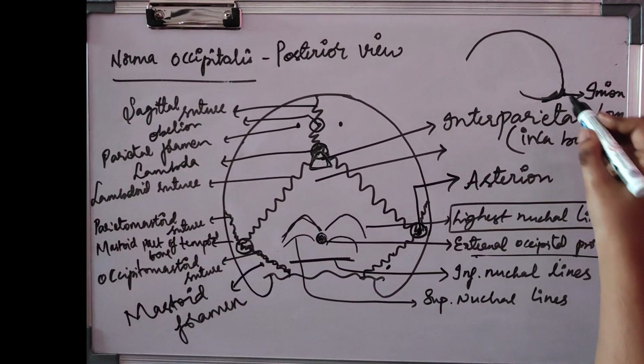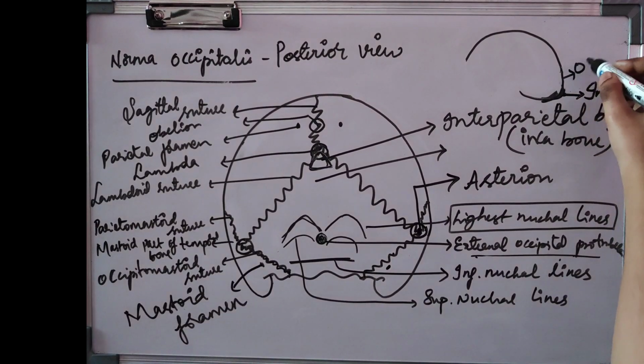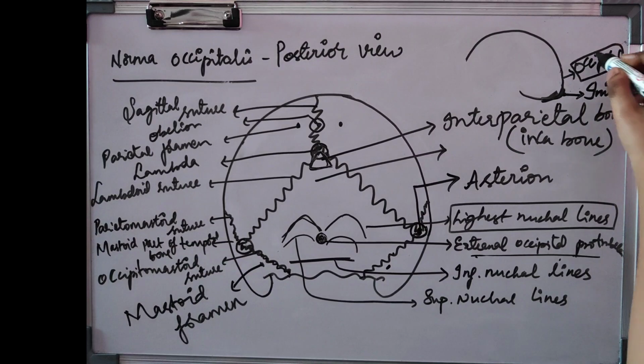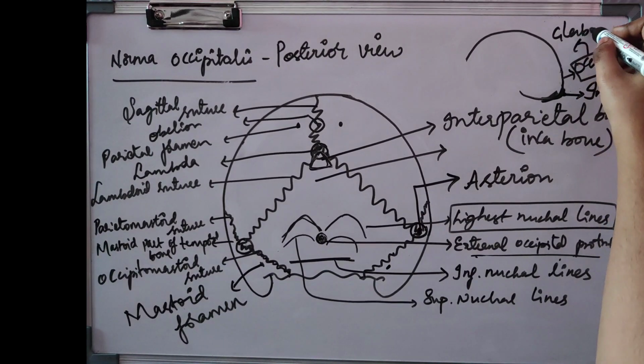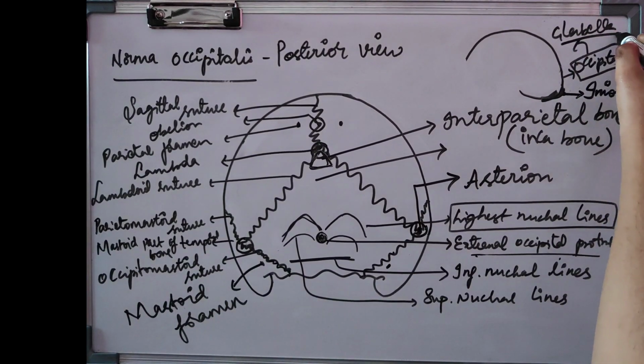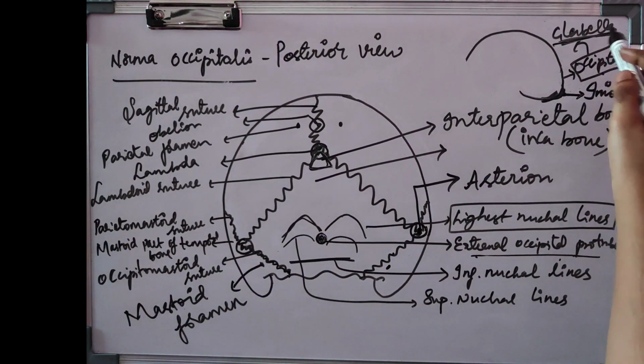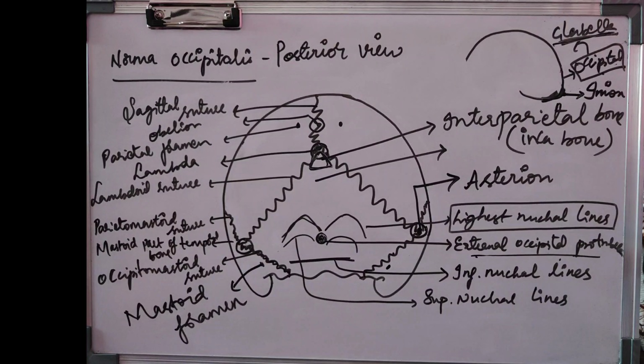And a little point above this inion is known as the occipital point, and it is actually the farthest point from glabella. And what is glabella? If you observe the skull from the front view, it is the median point at the level of the eyebrows. That median point at the level of the eyebrows is known as glabella, and this occipital point is farthest from the glabella. So guys, this completes Norma occipitalis.